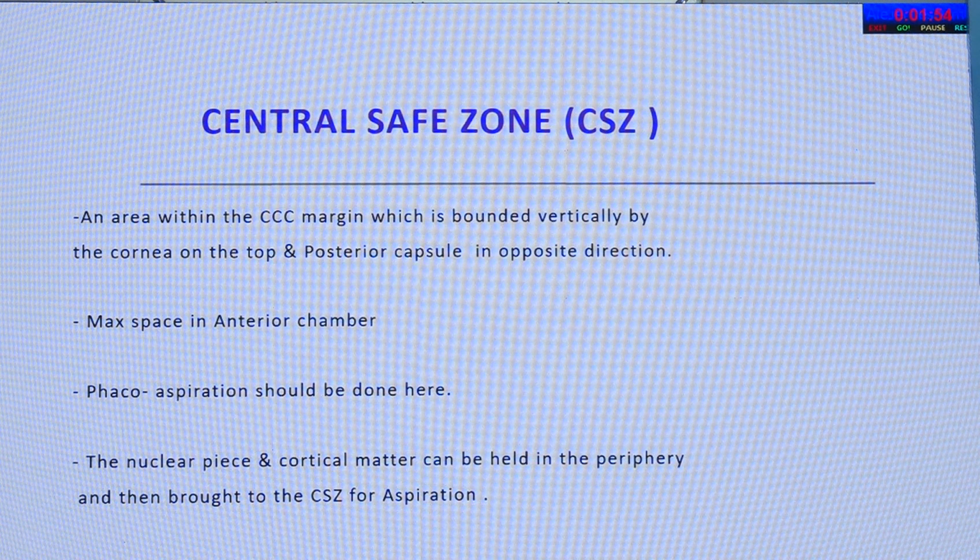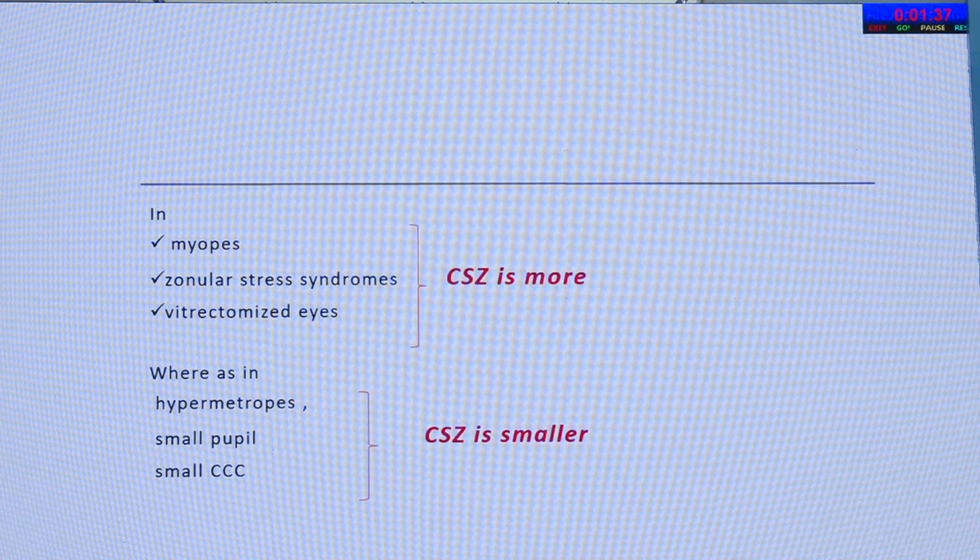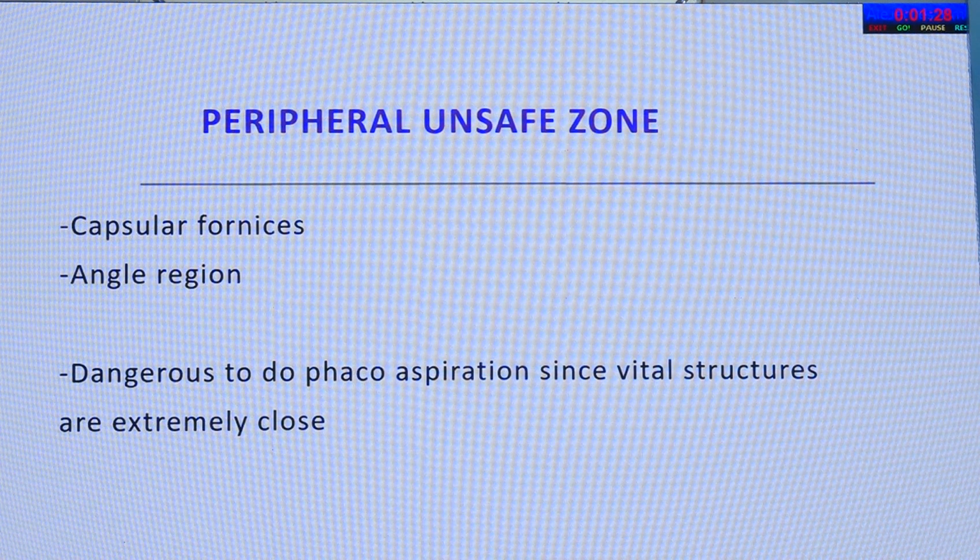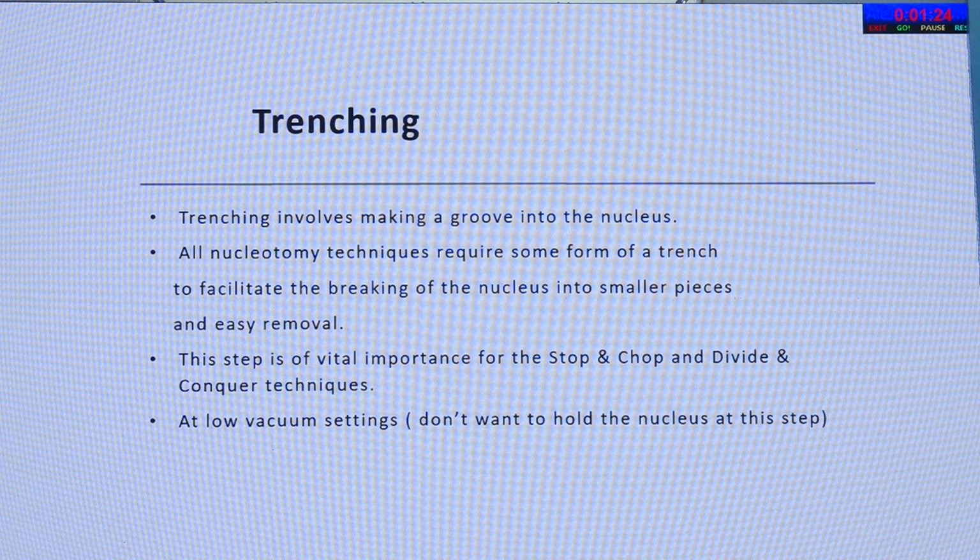Another important thing we need to know about is the central safe zone. It is the area which is vertically bounded on the top by the cornea and by the posterior capsule behind. The maximum space in the anterior chamber is in the central safe zone. We should get the nucleus piece and the cortical matter into the central safe zone before we emulsify them. It is larger in cases of myopes, zonular stress syndromes, and vitrectomized eyes, and smaller in hypermetropes, small pupils, and small eyes. The peripheral unsafe zones are the capsular fornices and the angle region. We should avoid doing emulsification over there.